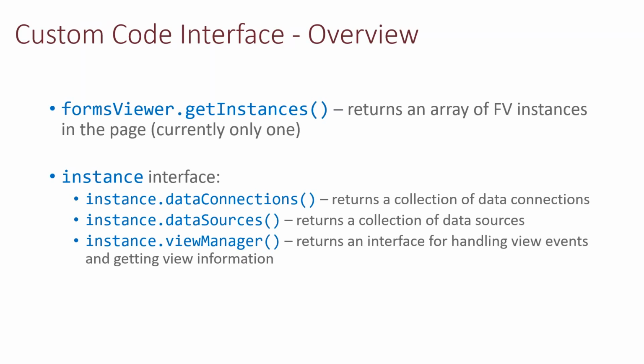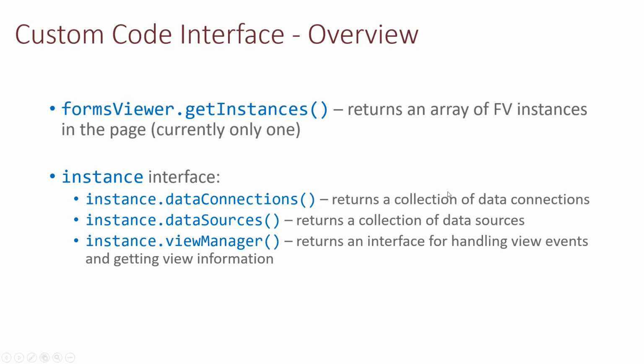So what we've got here is a way to get all the FormsViewer instances running in the page. And as of now, we only allow one FormsViewer instance to run in a page at a time. So this would return one instance, but this does leave the possibility to add more in the future. So that returns an array of these instances, and then each of those instances has three methods you can call on it.